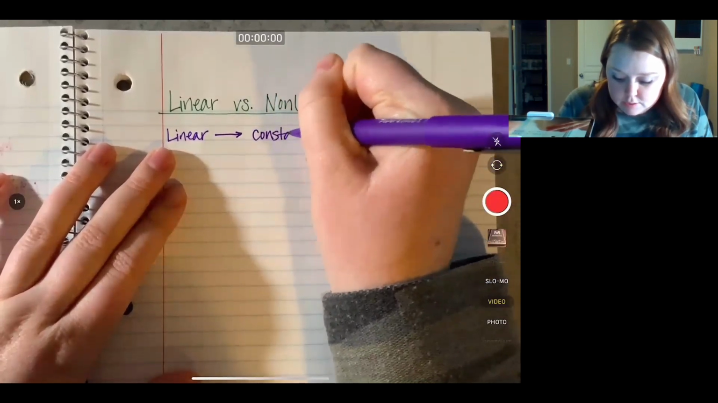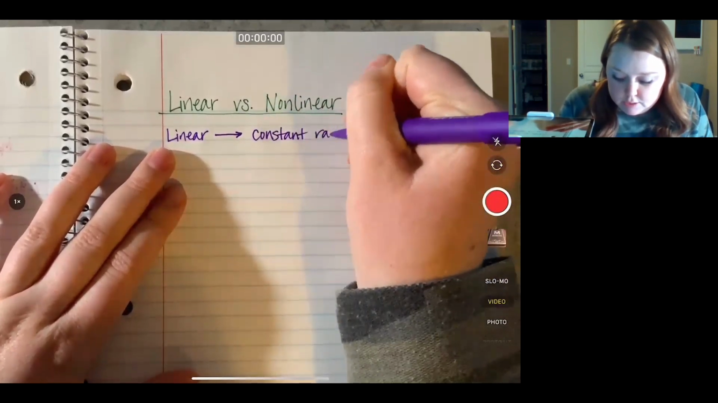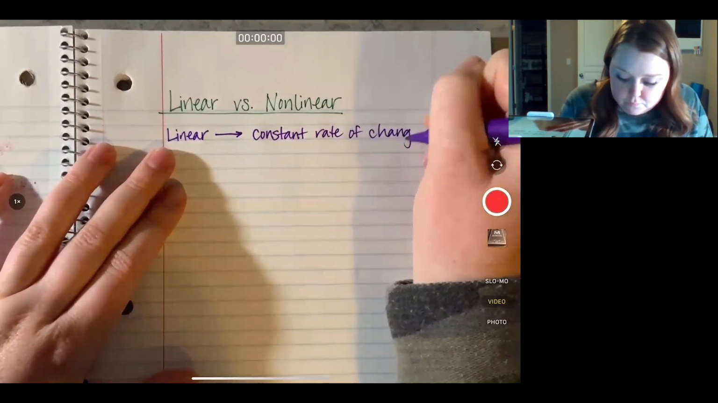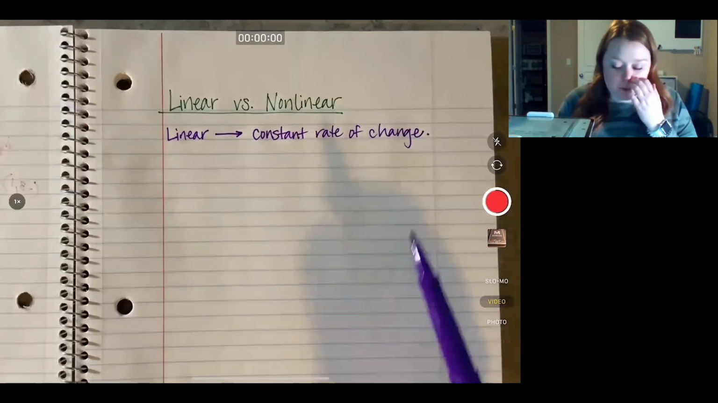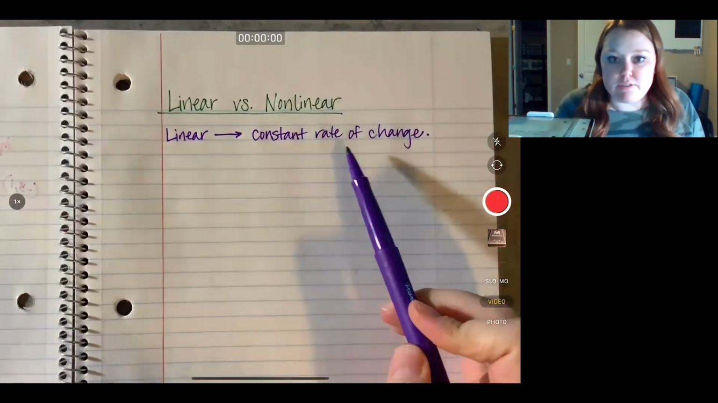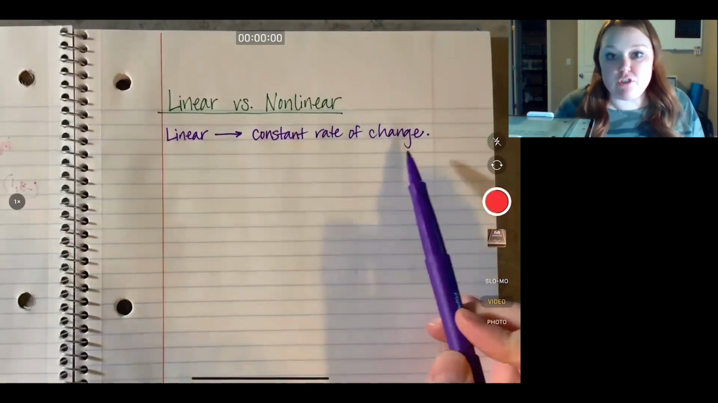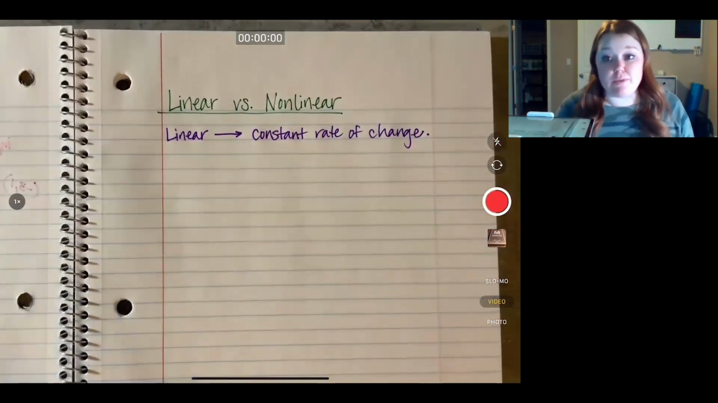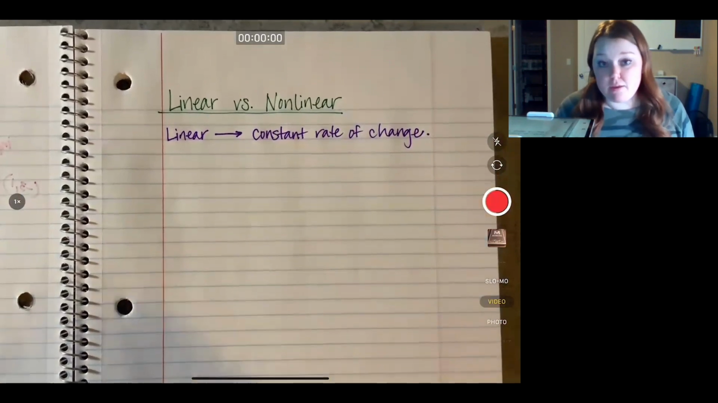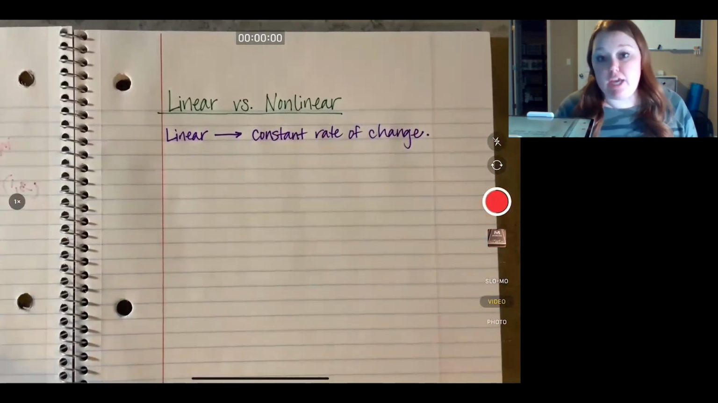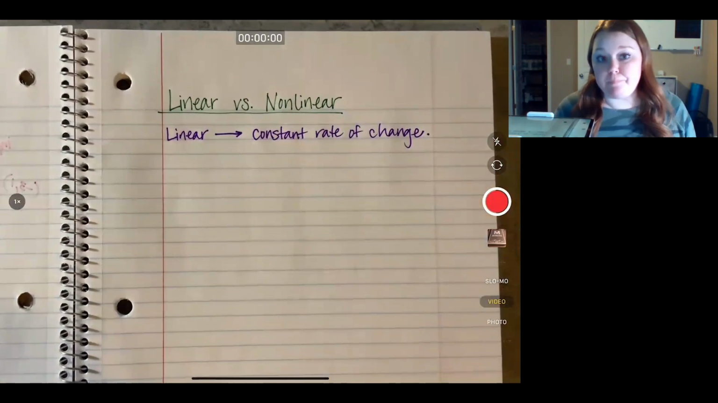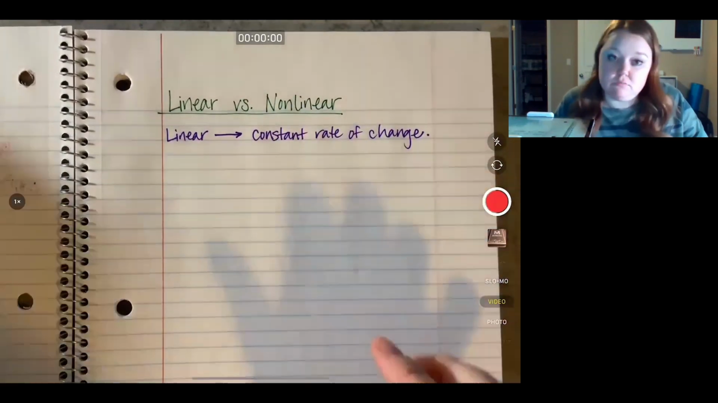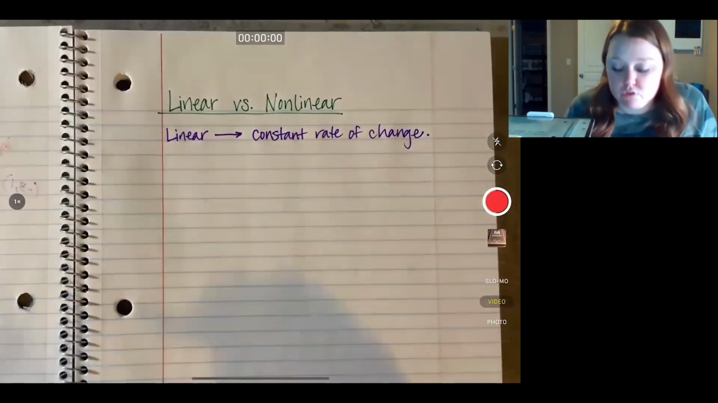Constant rate of change. Okay, and we're going to be exploring this phrase a lot today, rate of change. Rate is a comparison of two things, and in this case, it's going to be X and Y. Okay, so how X and Y change in comparison to each other. But this is the mathy definition, constant rate of change.